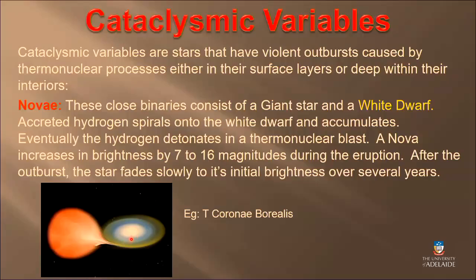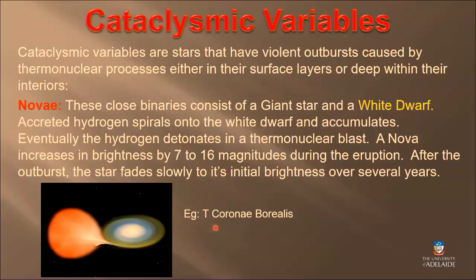Now eventually this hydrogen builds up to a critical amount, and the temperature reaches the ignition point of hydrogen for fusion. So we end up with a thermonuclear blast that burns off that hydrogen layer that's built up and increases the brightness by 7 to 16 magnitudes during the eruption. Now, this is non-destructive. The star itself is not destroyed, and the star then slowly fades away back to its original brightness over several years.